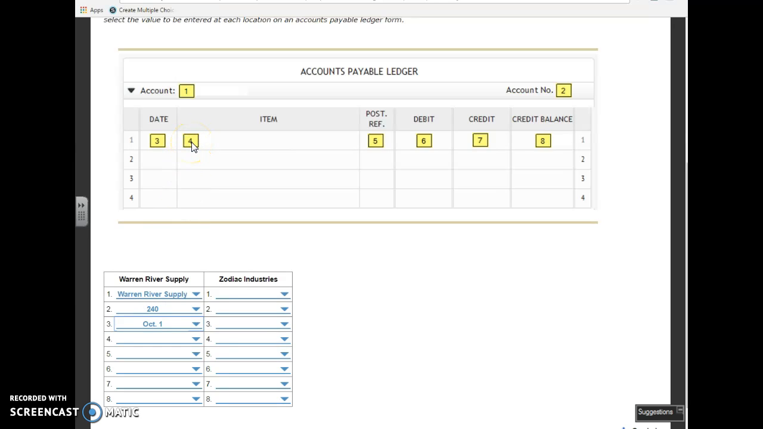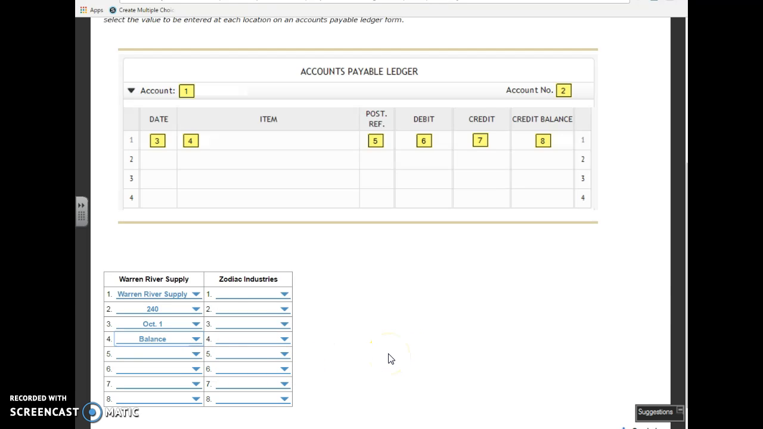Number 4, typically we leave this blank. However, because we're opening an account and we're starting with a balance, we're actually going to have the word balance put in there. Again, typically when we are posting to a ledger, we leave it blank, but for now we actually add in the word balance.